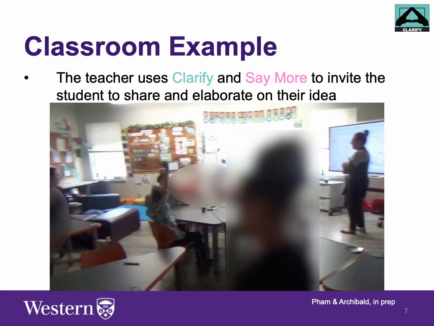In this example, the teacher uses the clarify talk move to clarify that she heard the student say that the items are not valuable. The student confirms the teacher's interpretation and says more to make sure what she is saying is clearer. The teacher then uses the say more talk move to invite the student to elaborate on what she means by not so valuable.